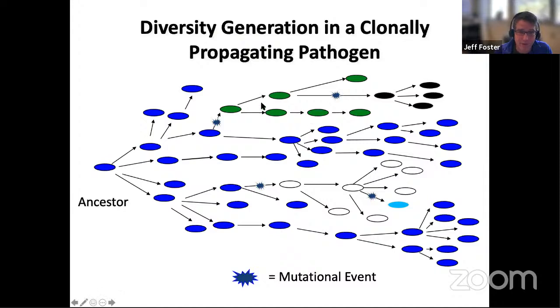In this case, we don't have to worry about any of that. That almost never happens in Brucella. It's clonally propagating, so the mutations that we see are fixed until another mutation occurs. But then we can even use that to look at the relationships and understand those relationships.